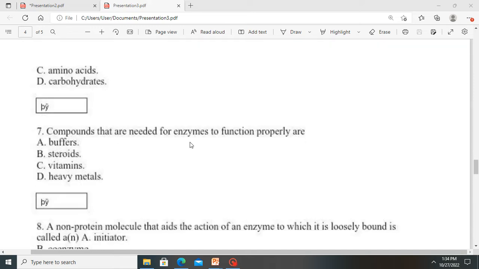Which compound do enzymes need to function properly? Is it buffers, steroids, vitamins, or heavy metals? The answer here is vitamins. Vitamins are used in the formation of the cofactors that activate enzymes. NADH, FADH2, and FMN are all derivatives of vitamins. So vitamins help manufacture these cofactors in the body so that they can be used to activate enzymes.